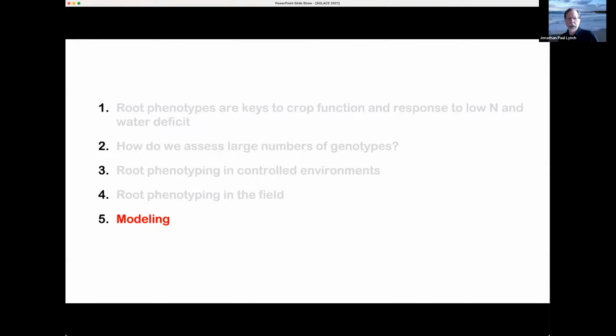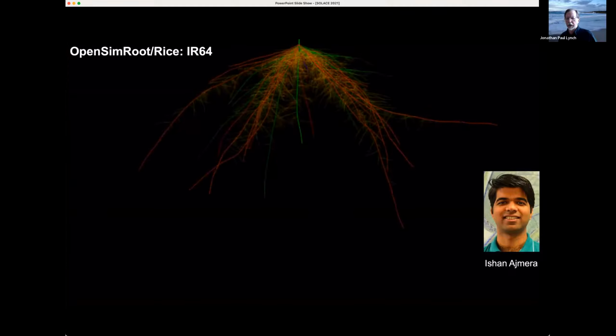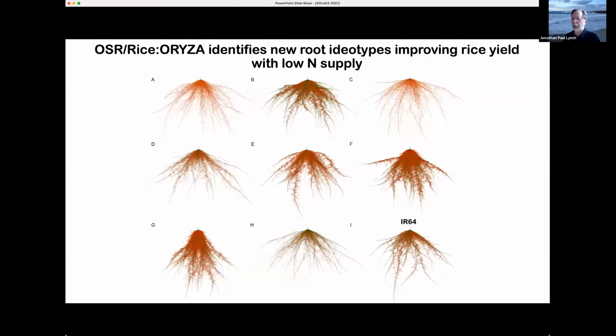Finally, modeling, which is an important, complex topic, which I think is going to be very important in years ahead. I want to tell you a recent story as an example of what we've been doing. This is work of Ishan Ajmera with rice. So here we see on this image a version of OpenSimRoot parameterized for rice. And this is parameterized from actual field work, so it takes some time to do. This is a paper that's just been put online in Plant Cell and Environment.